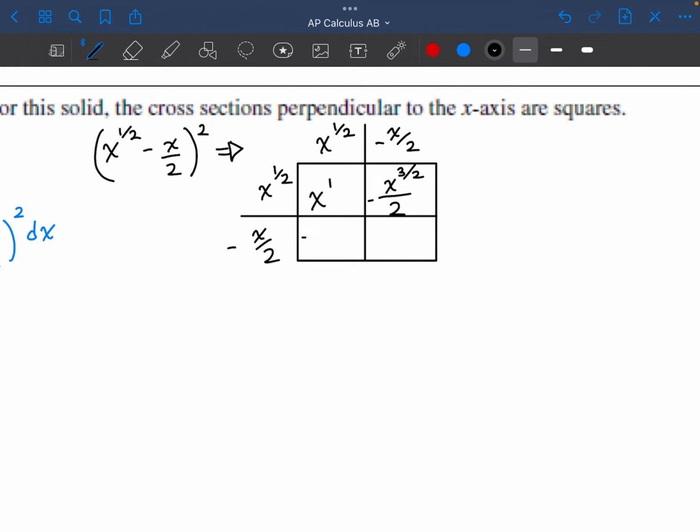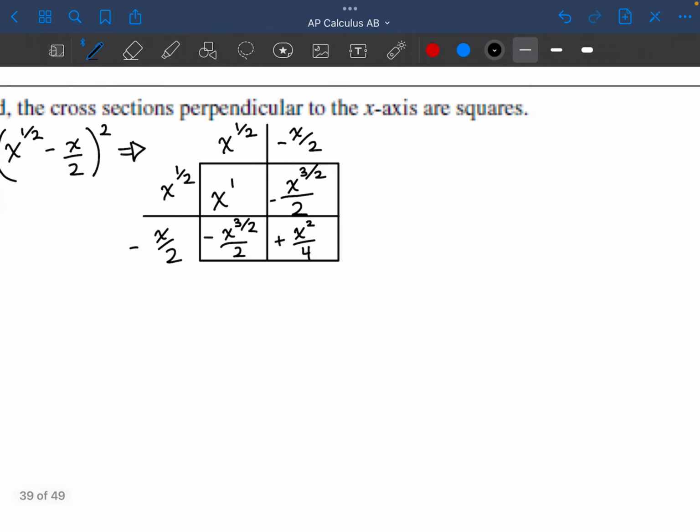And then you should have the same thing again. So I have a negative x to the power of 3/2 over 2. And then finally, I have a negative times a negative, so I do have a positive down here. And x times x is x squared. The denominator is going to be 2 times 2, which is going to be 4. All right, so I have all my pieces, and I can add them all up now.